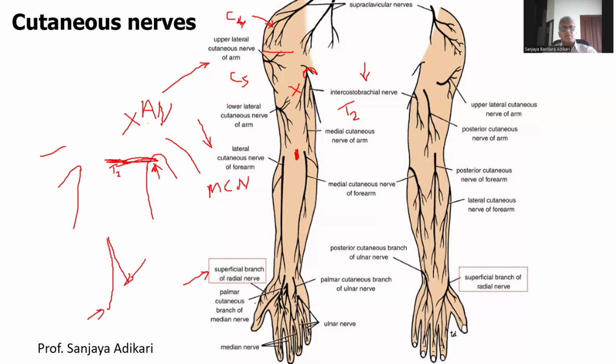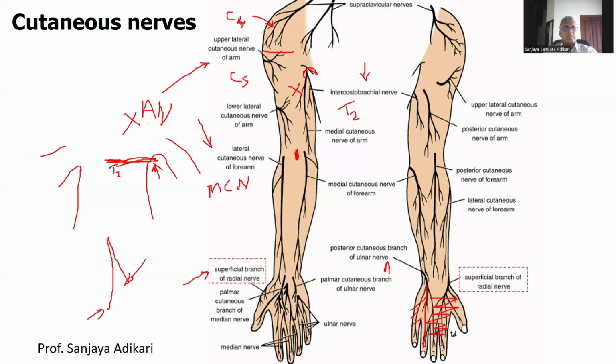So the superficial branch of the radial nerve supplies the lateral aspect of the dorsum of the hand. The medial aspect of the dorsum of the hand is supplied by, you can see here, the posterior cutaneous branch of the ulnar nerve. It supplies the medial 1.5 fingers. Then the lateral 3.5 fingers are supplied by the radial nerve.